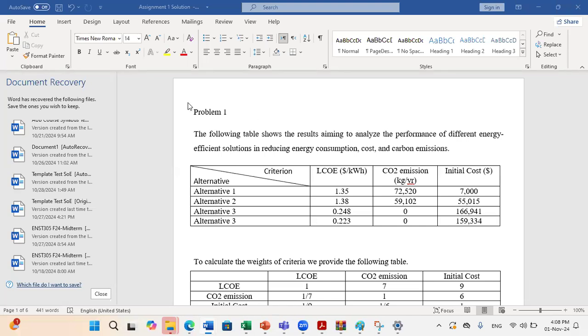So we will correct together the assignment as a revision for the exam. So for problem 1, we have the following table showing the results, aiming to do the analysis of performance of different energy efficient solutions in reducing energy consumption, cost, and carbon emissions. As you can see here, we have several criteria, LCOE, CO2, initial cost, and for different alternatives, we give scores in different units, of course. So we need to normalize these scores.